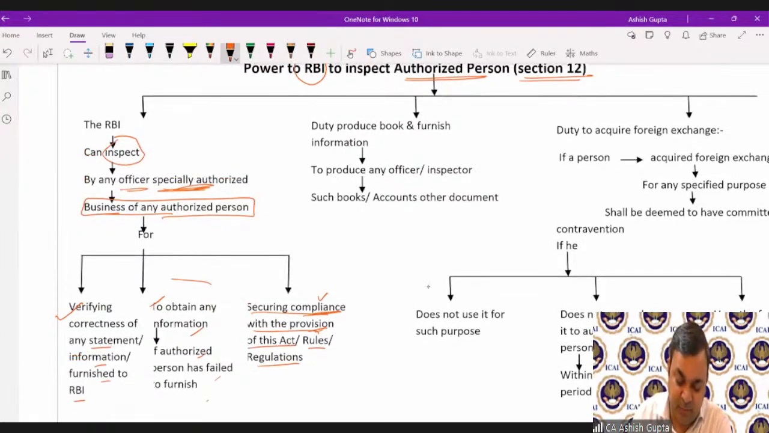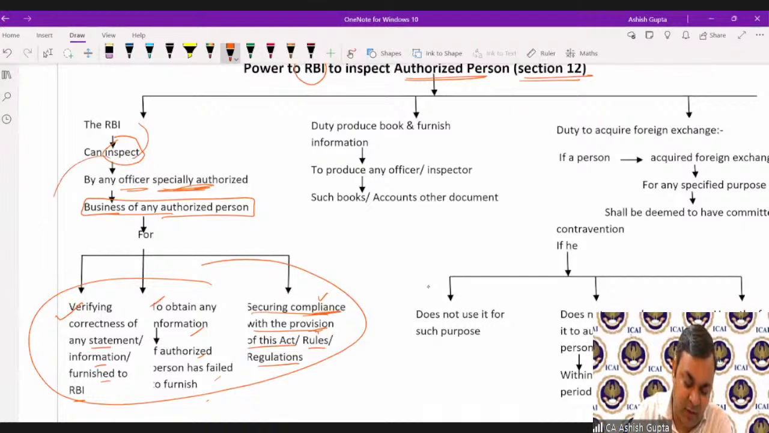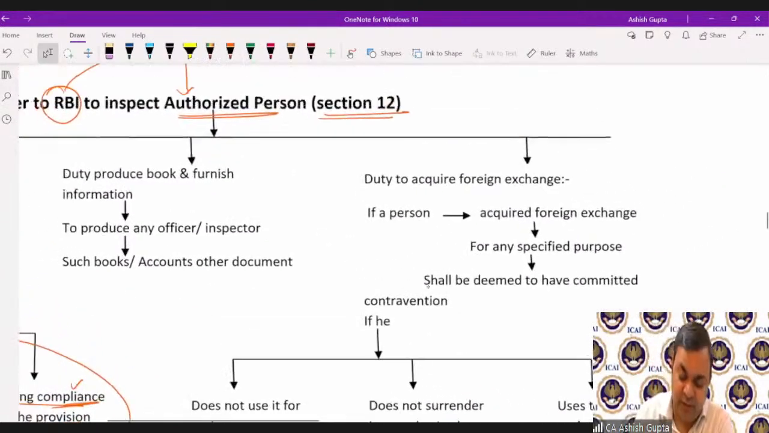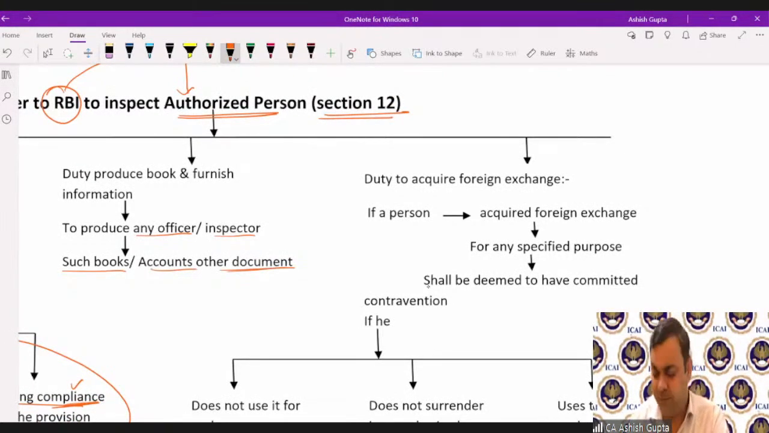So for these purposes, RBI provides an officer the authority to inspect these documents. Duty to produce books, furnish information: to produce to any officer inspector such books or accounts or other documents.